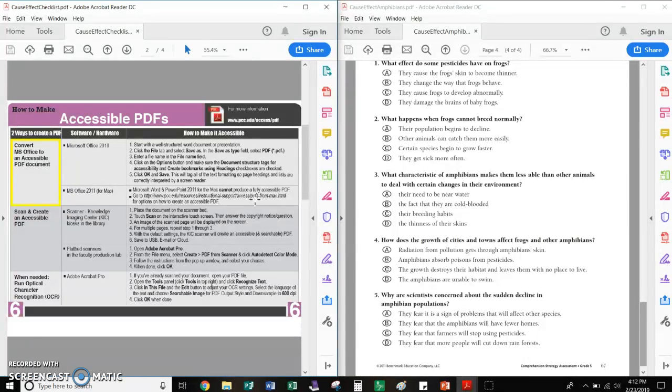I converted it from Word to PDF document, like I said. So that's why I had that one highlighted there.